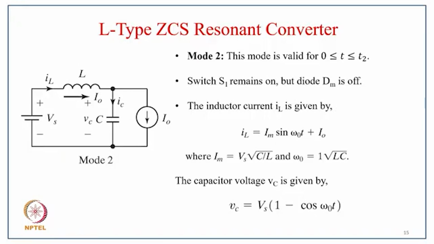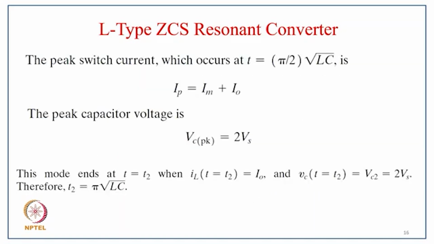Now coming to mode 2, this mode is valid from 0 to t2, and switch S1 remains on, but diode Dm is off, and the inductor current IL is given by IL equal to Im sin omega 0 t plus I0, where Im equal to Vs under root C upon L, and omega 0 is 1 divided by under root LC. So the capacitor voltage Vc is given by Vc equal to Vs in bracket 1 minus cos omega 0 t.